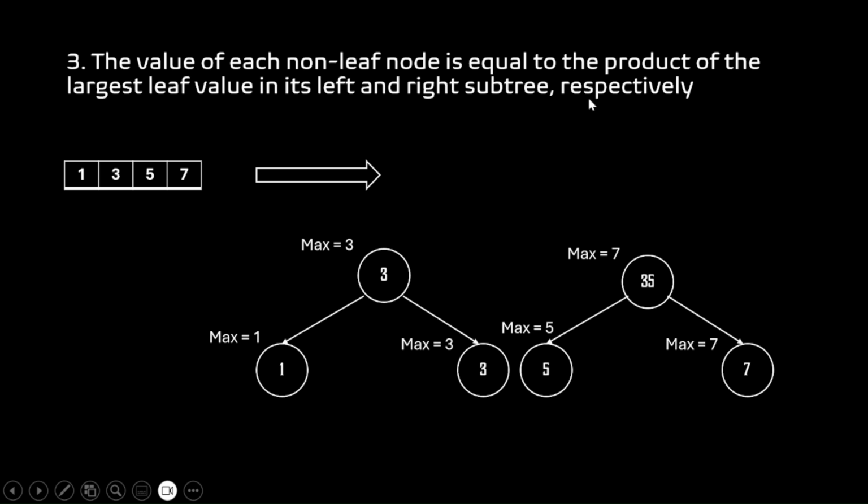It will be the product of, again, the largest leaf value of its entire left subtree and the largest leaf value of its entire right subtree, right? So what will it be? It will be the product of these two. So it is 3 into 7, which is 21, right? This is one of the permutations possible. So this is what this statement means, okay?